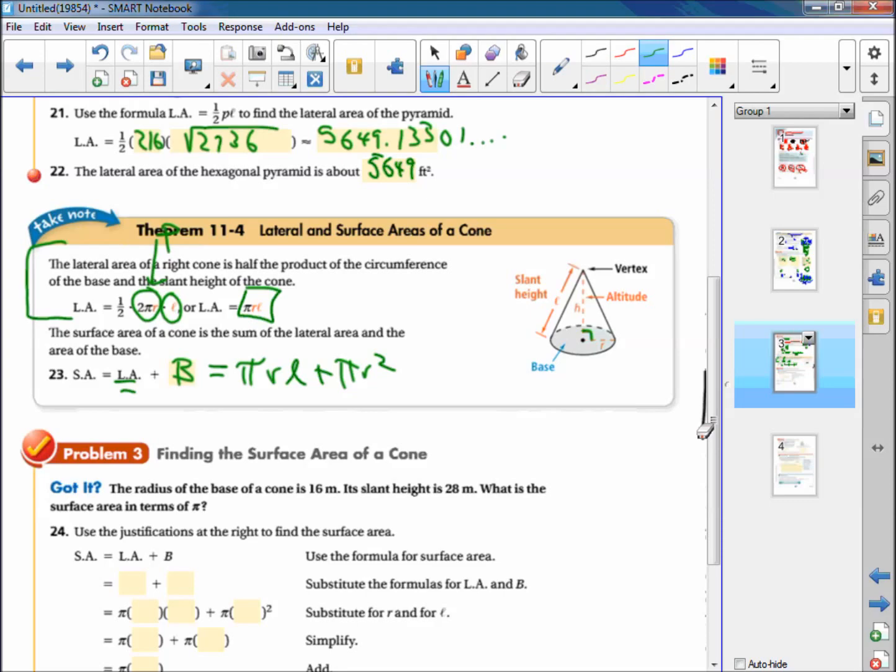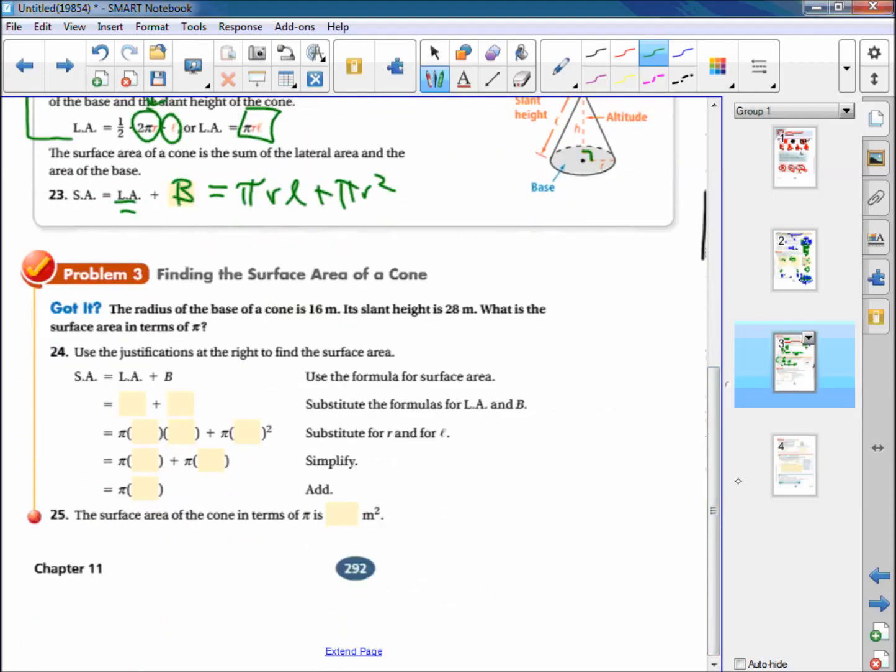All right. We have an example down below for problem number 3, finding the surface area of a cone. The radius of a cone is 16 meters, and the slant height of the cone is 28. So this length here is 16, and this one is 28. What is the surface area in terms of pi? So our formula for the lateral area of a cone is pi RL, and the formula for the base, since it has 1 circular base, is pi r squared.